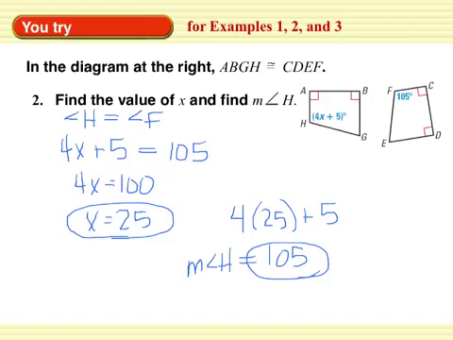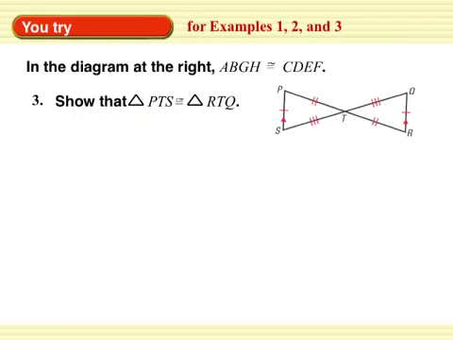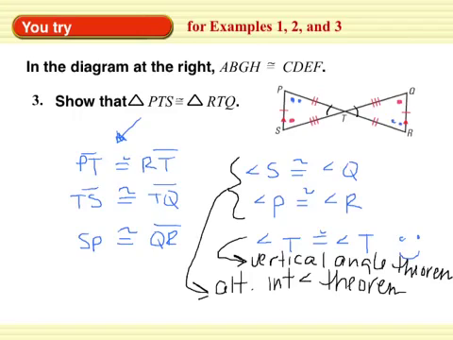There you go. Another one for you to try: show that those two triangles are congruent. Okay, so write a statement and give some reasons. It's easy to prove the sides are congruent if you follow along.